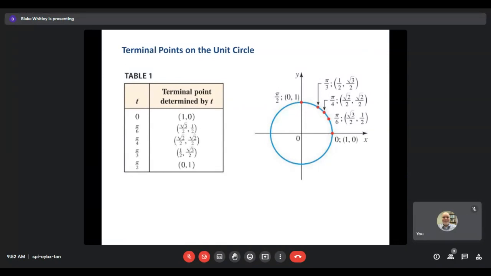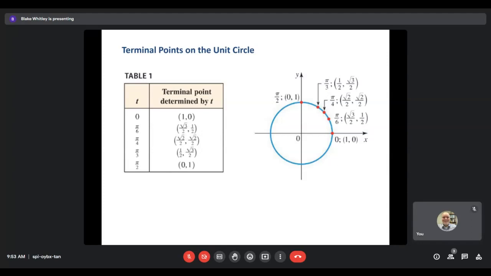At pi over 4, we have a terminal point of square root of 2 over 2, square root of 2 over 2. The x and y values are the same there. And at pi over 3, which would be just like 60 degrees, that gives us 1/2, square root of 3 over 2 as our terminal point. And we already talked about pi over 2 giving us 0, 1. And then if we go all the way around, 0 or 2 pi gives us a point 1, 0.